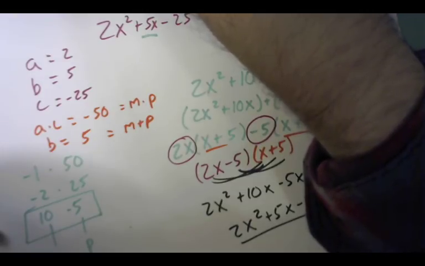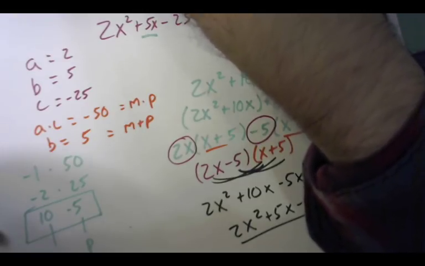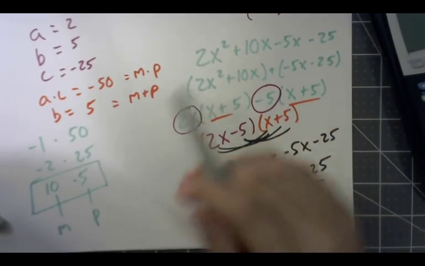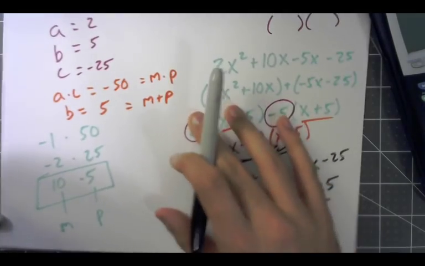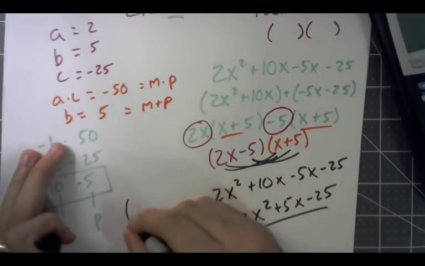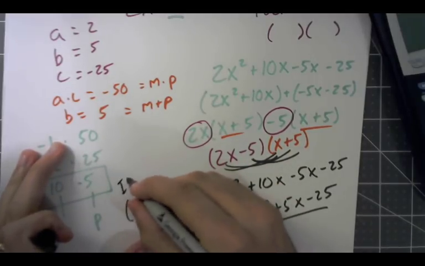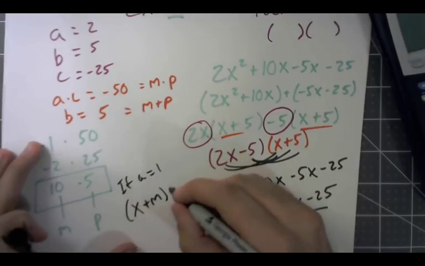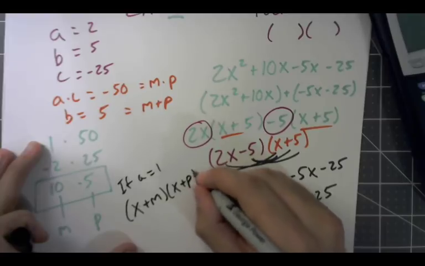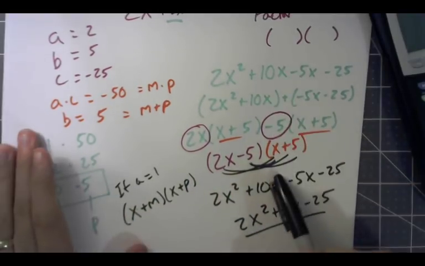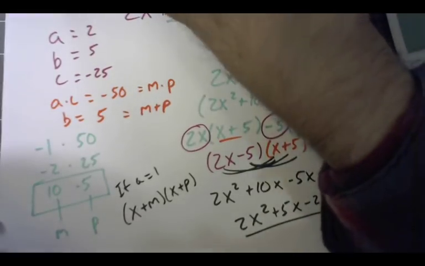Slater.com might have the answers. Yes, they do. Wait, what do we do when A equals 1 again? Okay, so if A did equal 1 in this universe, we'd take this M and P, and we'd go straight to, all right, if A equals 1, we do X plus M, X plus P. So if A equals 1, we can jump straight to this. If A is not 1, we have to go through this nonsense.